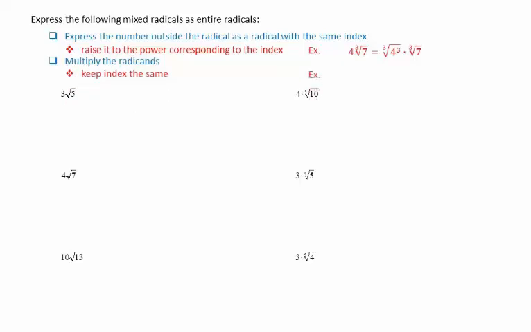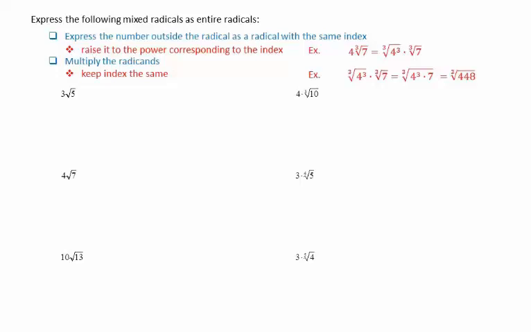Continuing our example, the cube root of 4 cubed times the cube root of 7 is equal to the cube root of 4 cubed times 7. We can then multiply 4 cubed times 7 to get 448, giving us the cube root of 448.